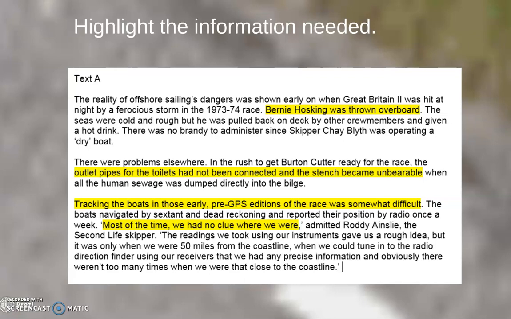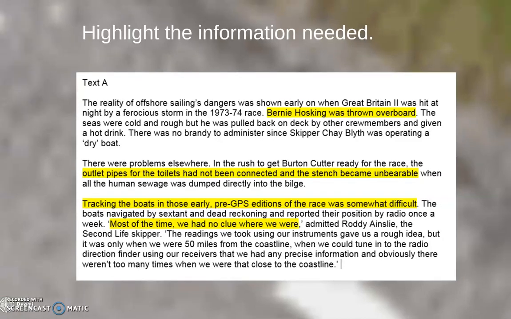Now notice how I have not highlighted loads of information in this text. Try to highlight just enough to form your answer, because if you highlight too much, it's going to make it harder to form your summary. It is tricky to know just how much is enough, but this will come with practice.